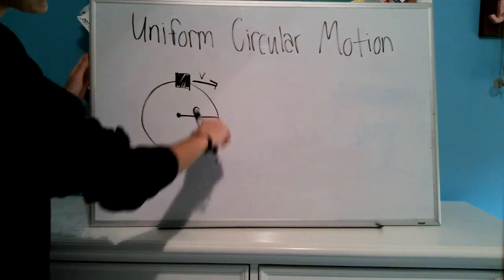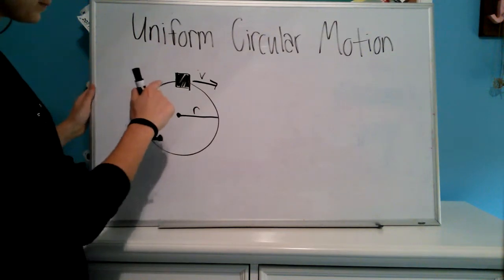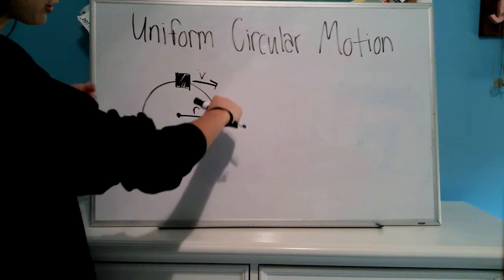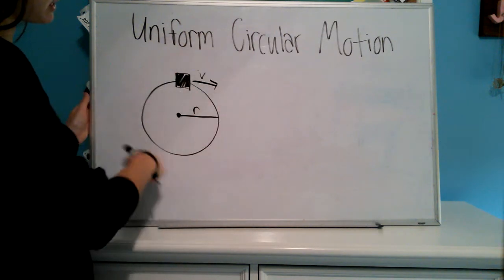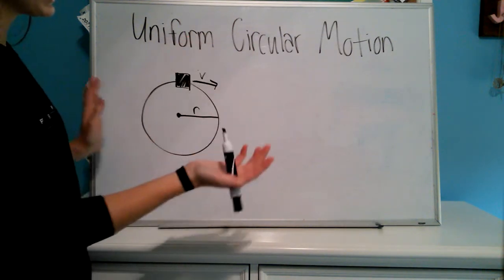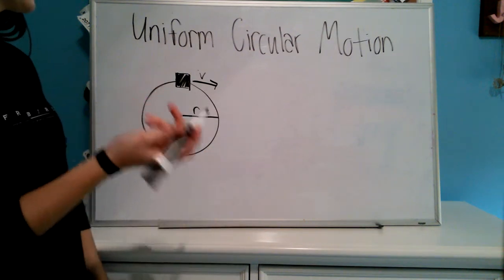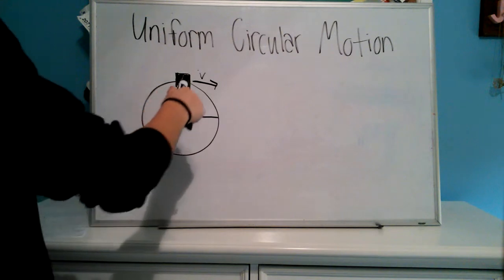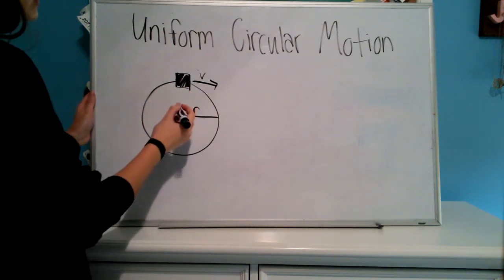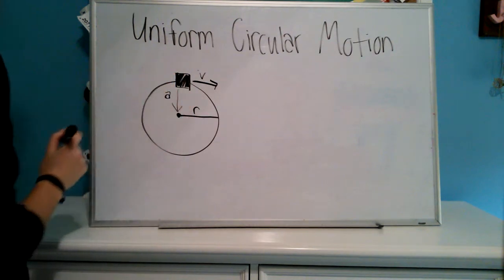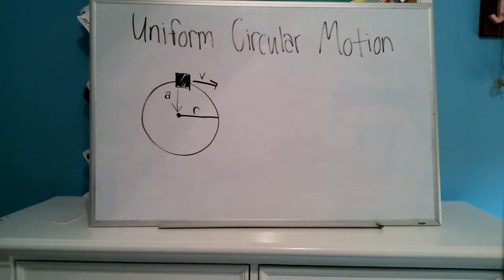But to stay in this circular pattern, the velocity has to be constantly changing and curving to stay on this circle. So the change in direction of the velocity means that it's accelerating. Well, the direction of the acceleration is pointed directly at the center of the circle. And this acceleration is called centripetal acceleration.